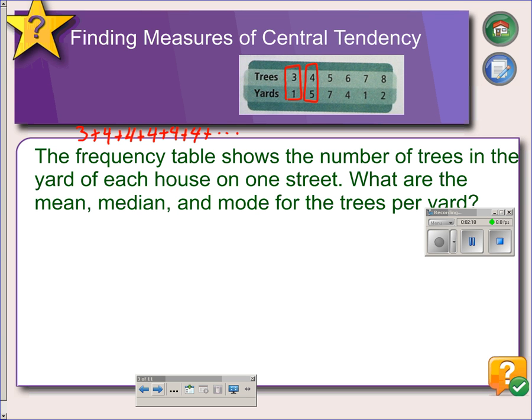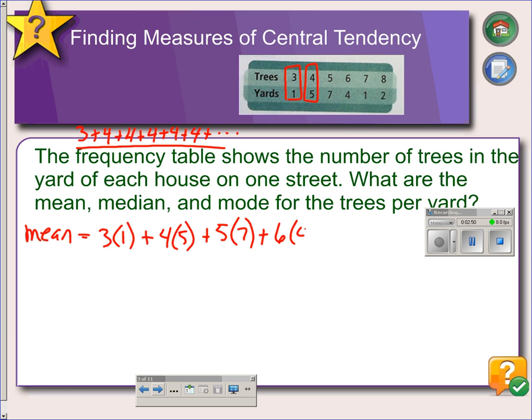So we can keep going here and add up all the numbers, but there is an easier way. So we're looking for the mean here. So instead of listing them like this with the plus signs between, what we'll do is take the number of trees, multiply by the number of yards that have that number of trees, and then add to the next one. We have 4 trees in 5 yards. We have 5 trees in 7 yards. We have 6 trees in 4 yards. We have 7 trees in 1 yard, and we have 8 trees in 2 yards.